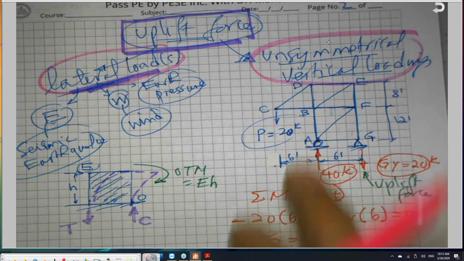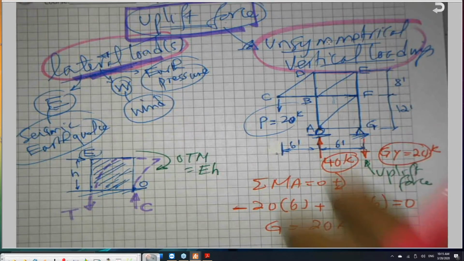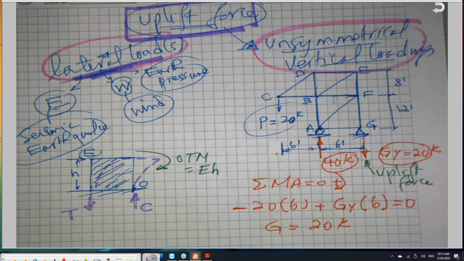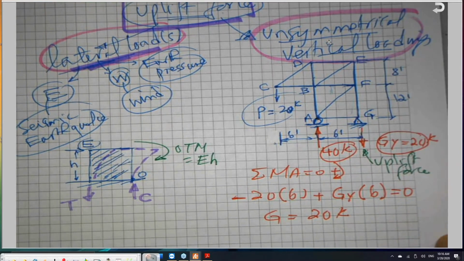Going back to the frame, not the frame, sorry. The truss problem I drew here.